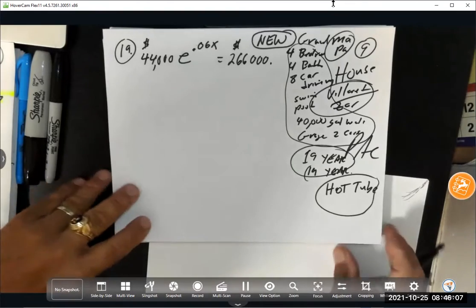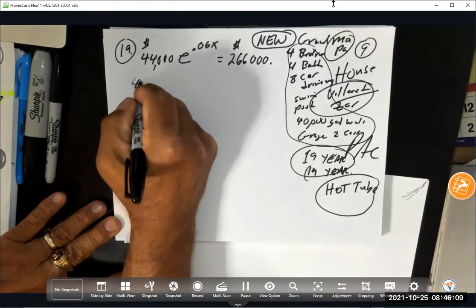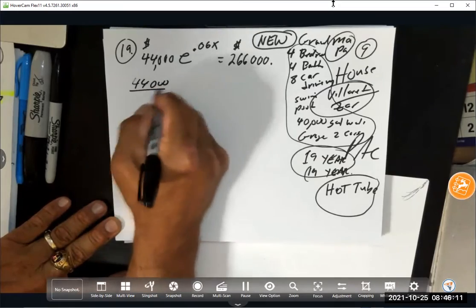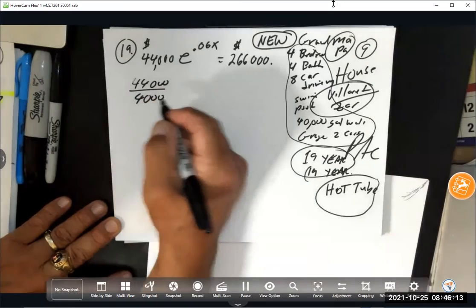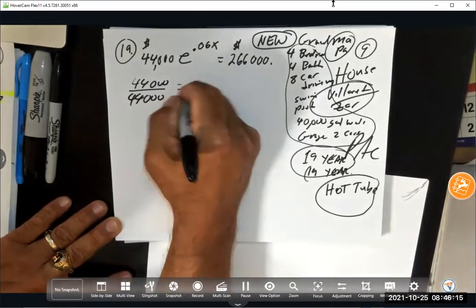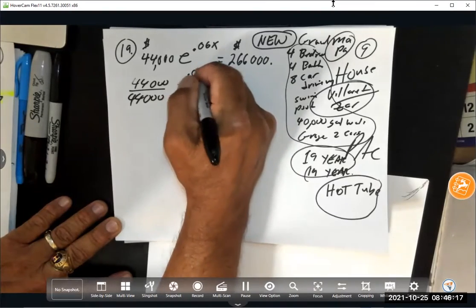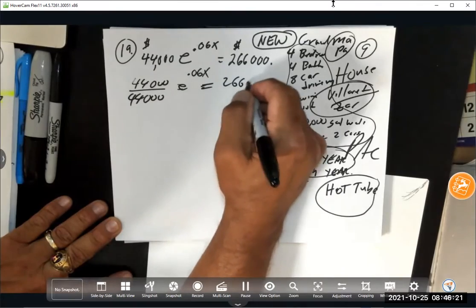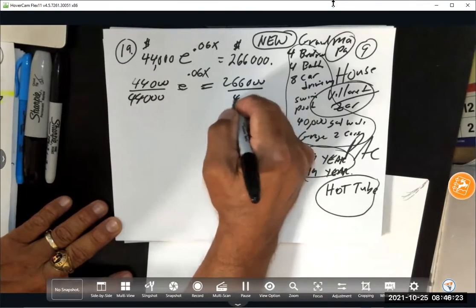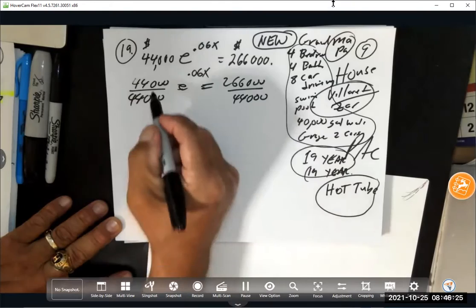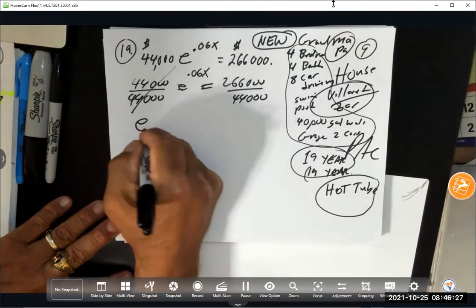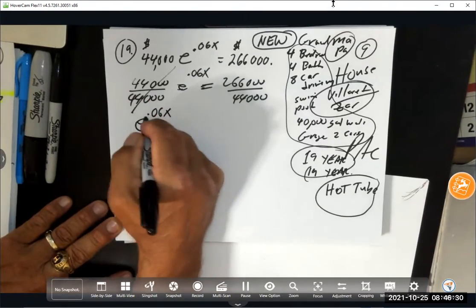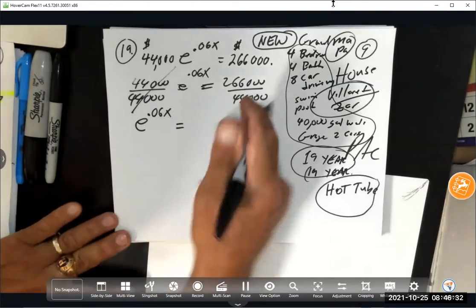All right, so now let's solve it. We should divide both sides by 44,000 right here. Let's divide this by 44,000. And we divide this one also by 44,000. All right, so now we have 266,000 divided by 44,000. All right, so now these are gone. Boom. So you have e^(0.06x) equals, and I don't know what that is. You tell me what that is.